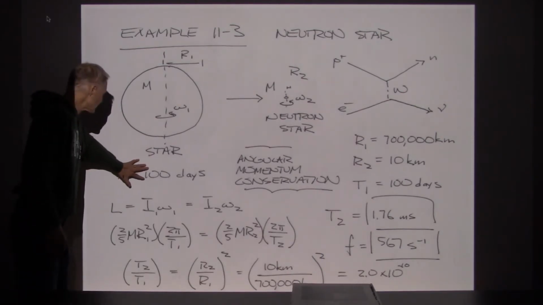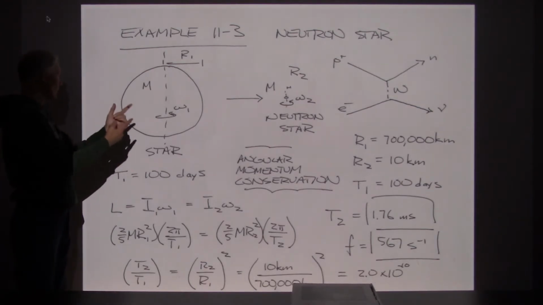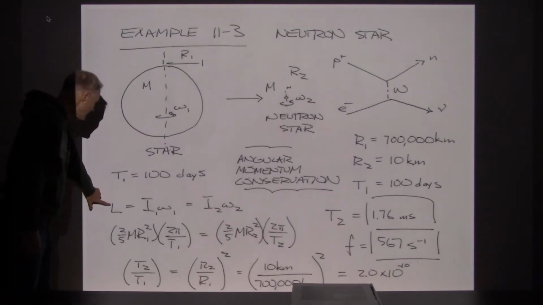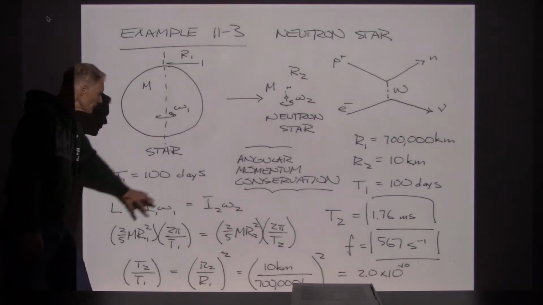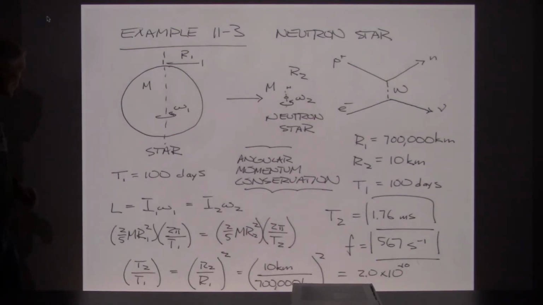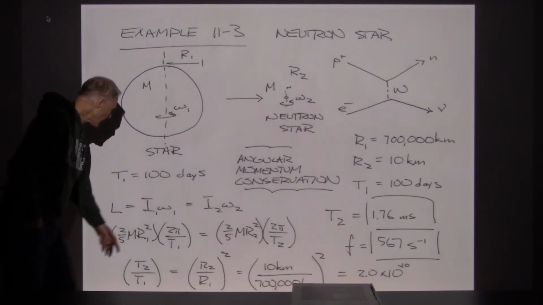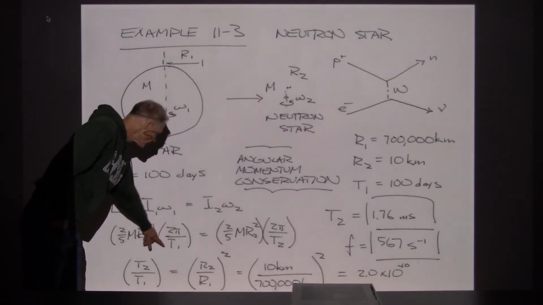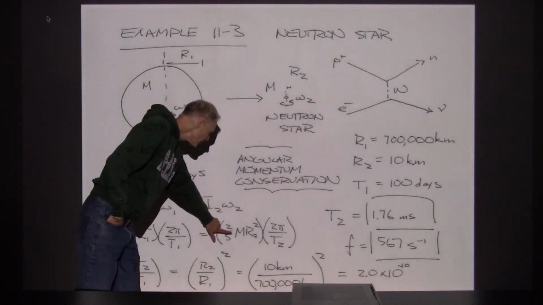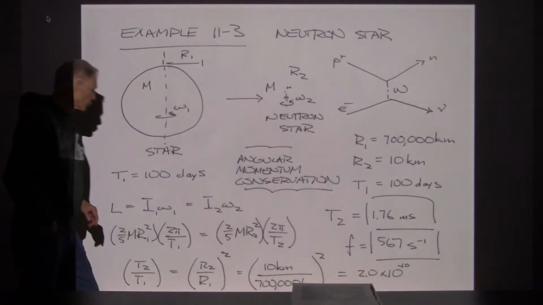So this star, not so different. On average, the star's material completes a rotation every 100 days. Now the angular momentum before and after the collapse are going to be the same. So what we can do is take 2/5 mr squared times 2 pi over the period, so that would be omega, and 2/5 m r2 squared, 2 pi over t squared.